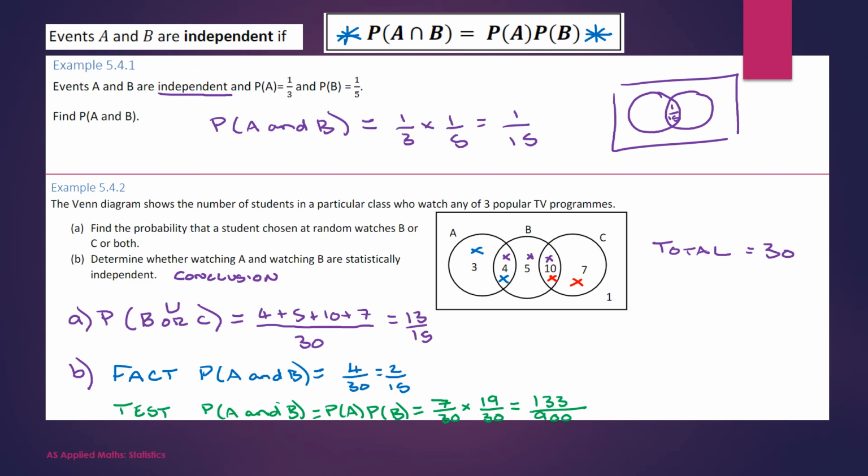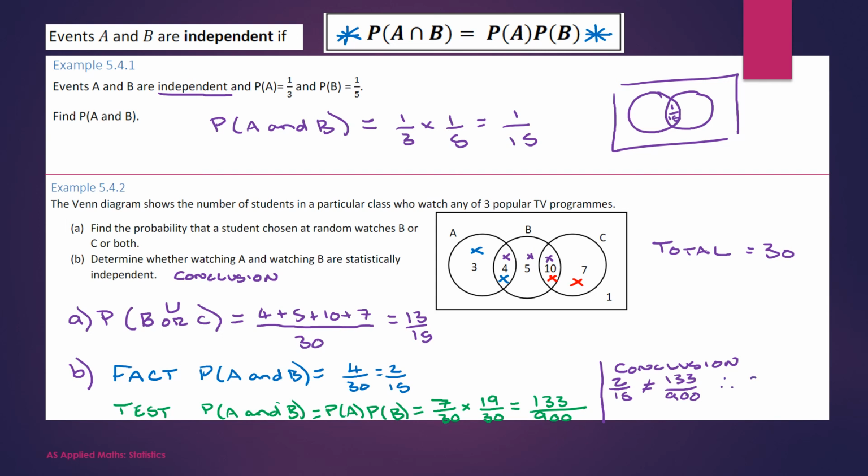If they are statistically independent, then those two results will match. So the fact, the thing that's coming out of the values that you've been given, would be equal to the formula, because that would mean that they're independent. Multiplying them together has to work, which it hasn't here. So my conclusion, which I'm going to squeeze in here: 2 out of 15 most certainly isn't equal to 133 out of 900.